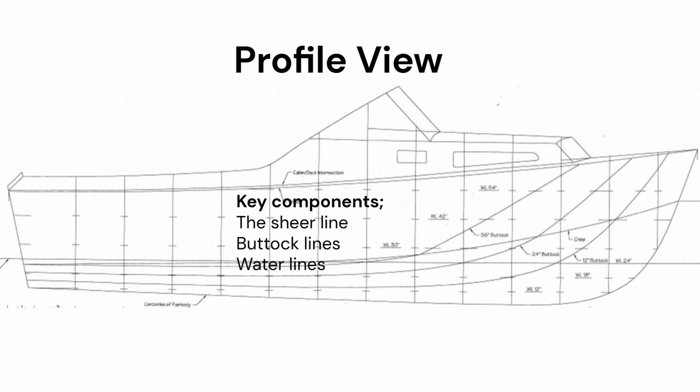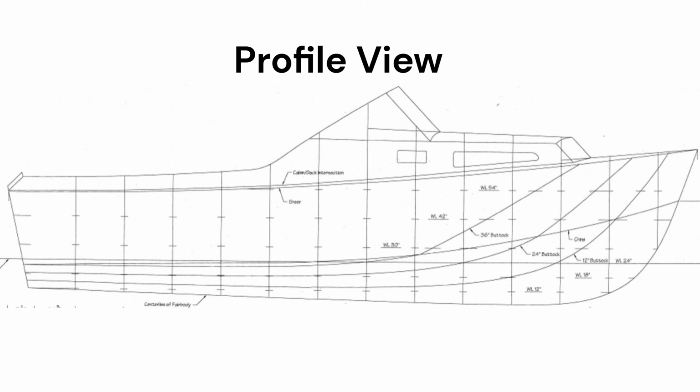Key components in profile view. The shear line, the longitudinal curve of the deck from bow to stern. Buttock lines, curves that show how the hull is sliced vertically, parallel to the center line. Water lines, horizontal lines showing where the water surface intersects the hull at various loads. Inboard profile, a version of this plan that cuts away the side of the hull to show the internal layout, like engines, cabins, and fuel tanks.